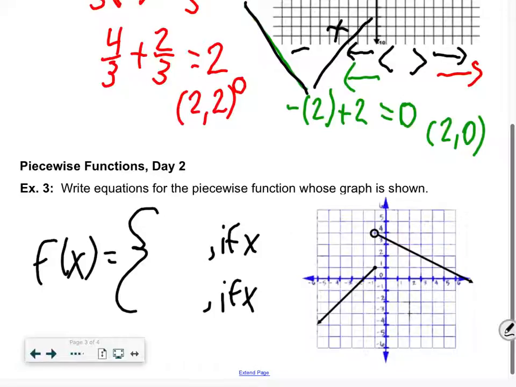What x value are we broken for? Where's the gap? At x equals what? Negative 1.